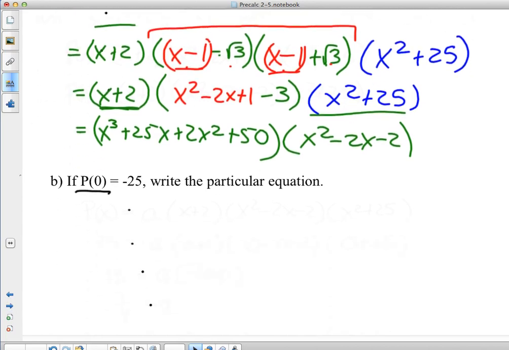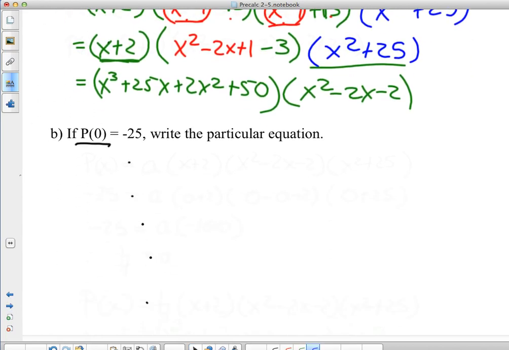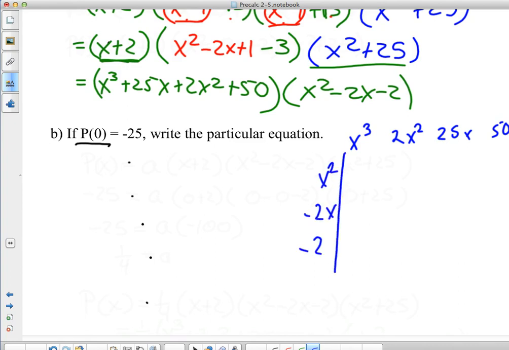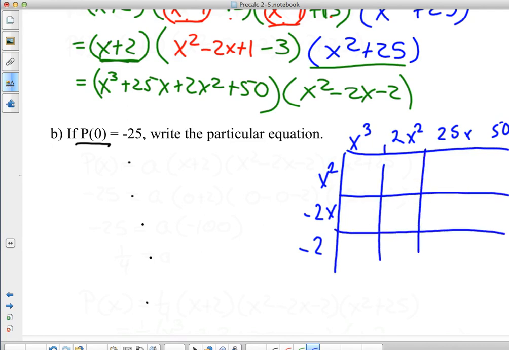Because I want to talk about me taking this x cubed, 2x squared, 25x, and 50 on the top, x squared minus 2x minus 2, and just getting this done. Okay, that's my next step, because I got my binomials taken care of. It's now a quadnomial, and I've got a trinomial going on. I ain't distributing that. That goes all the way across my page.